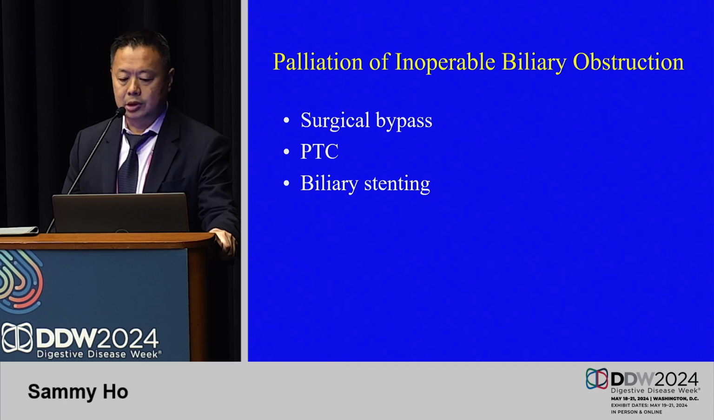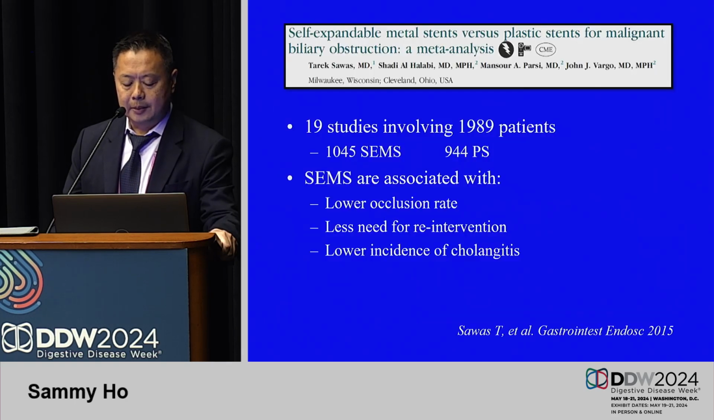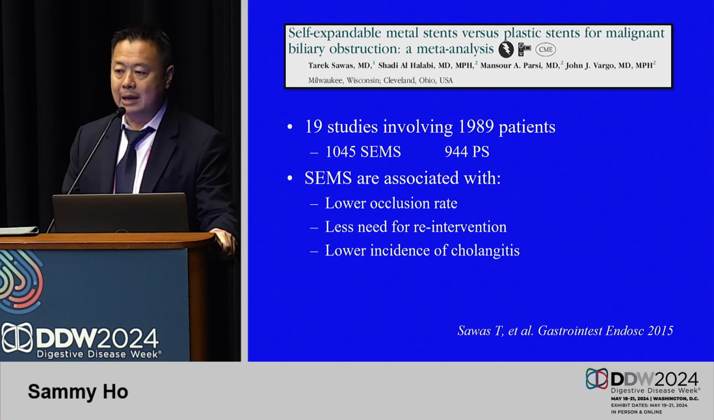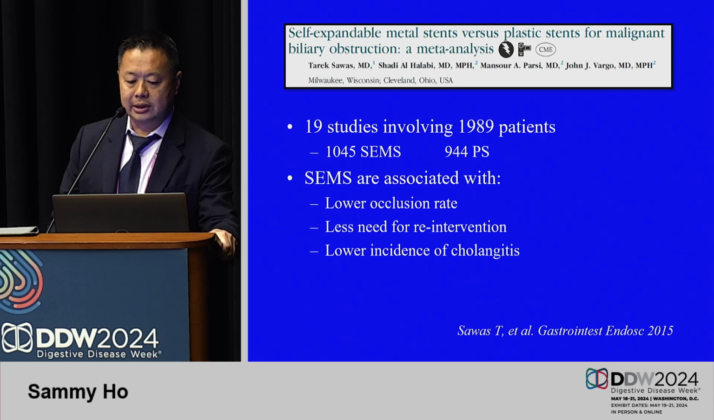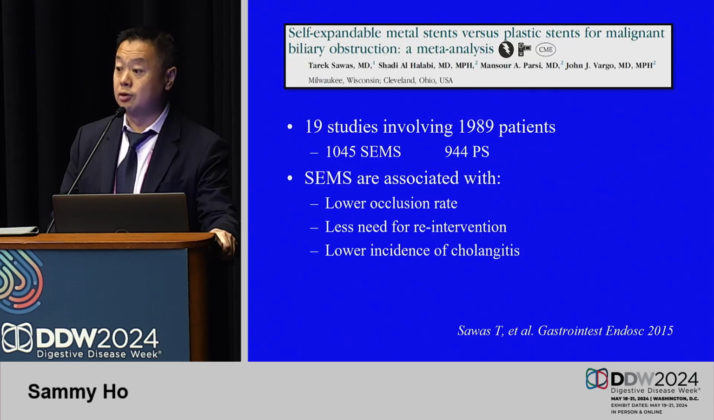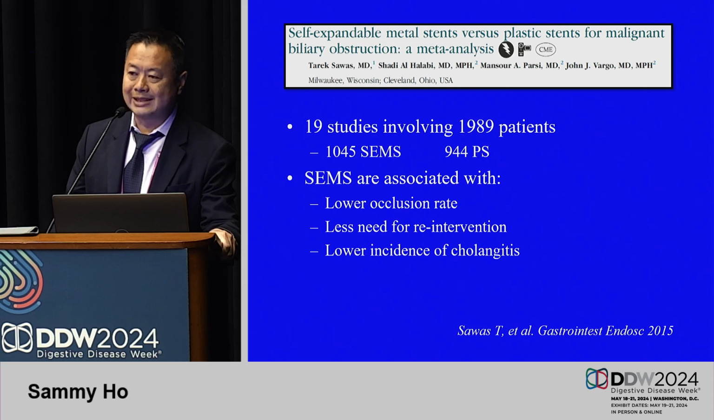When we talk about palliation, we start with the relief of biliary obstruction, which can be done via surgical bypass, PTC, or biliary stenting. With biliary stenting, we place either metal or plastic stents. In this big meta-analysis involving 19 studies, including almost 2,000 patients, where SEMS stands for self-expandable metal stents, compared to plastic stents they are associated with a lower occlusion rate, less need for re-intervention, and a lower incidence of cholangitis. So I would say this meta-analysis is not controversial. We know that metal stents last longer than plastic stents, of course. So especially in patients with unresectable pancreatic cancer, I think very few of us now place plastic stents.